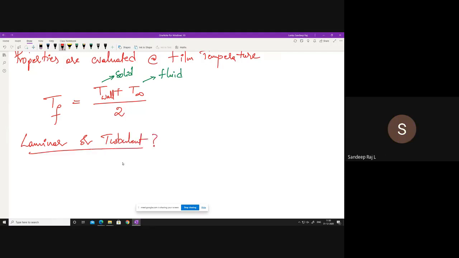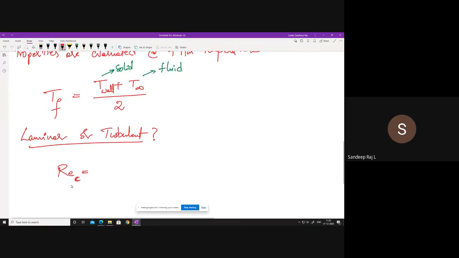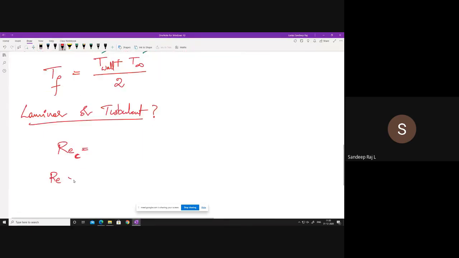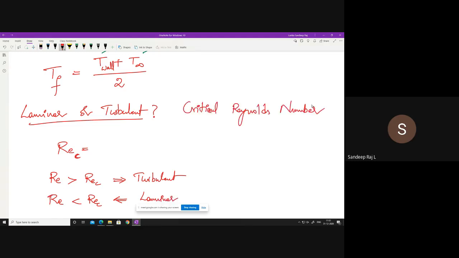Reynolds. Somebody please respond. You will use the Reynolds number. What is the Reynolds number value? The critical Reynolds number, we call it. If Re is greater than Re_c, that implies it is a turbulent flow. If Re is less than Re_c, it will be a laminar flow, in any kind of flow you can take. So what is the critical Reynolds number value here?